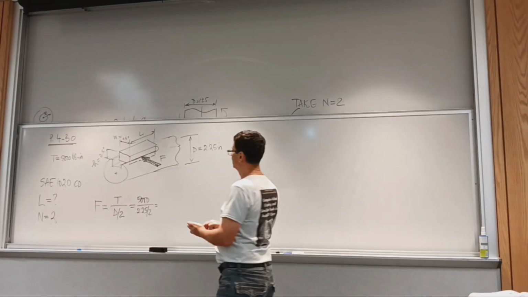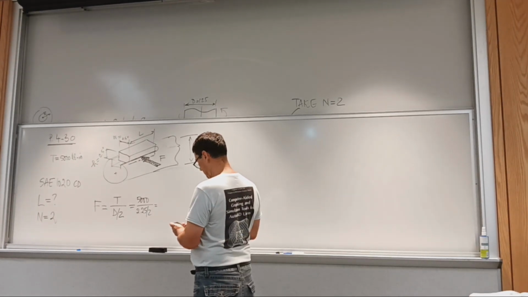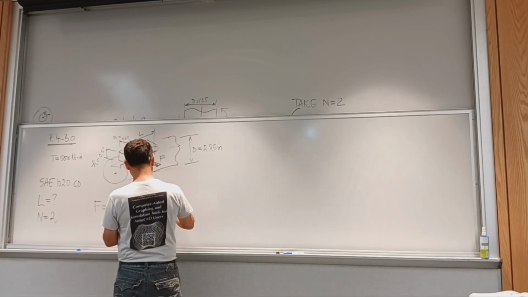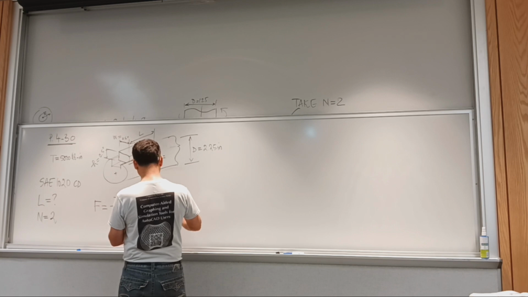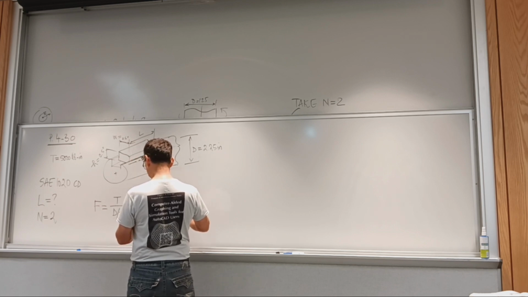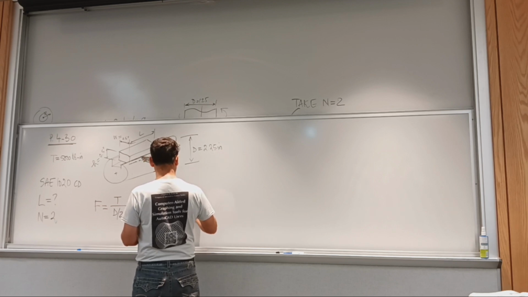So 5 times 10 to the 3 over 2.25 times 2 equals 4,444 pounds.